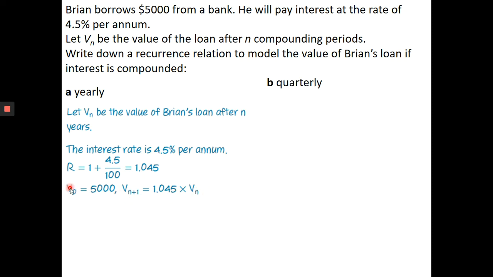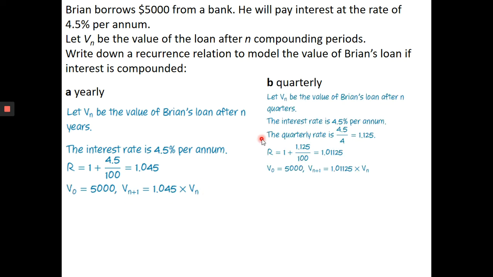What happens if you do it quarterly? If it's quarterly, we're going to do it 4 times in a year. Yeah, there's 4 quarters in a year. So we have to divide the interest rate by 4. 4.5 divided by 4 comes to 1.125. Don't forget to do this. Lots of students all around the world forget to do this bit.